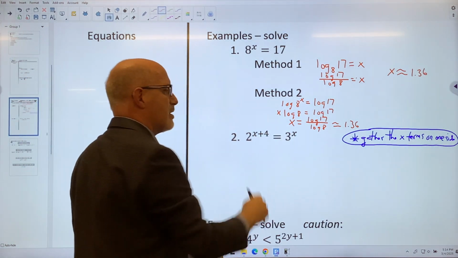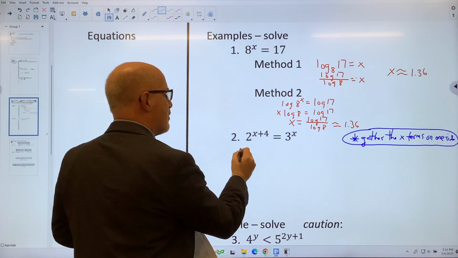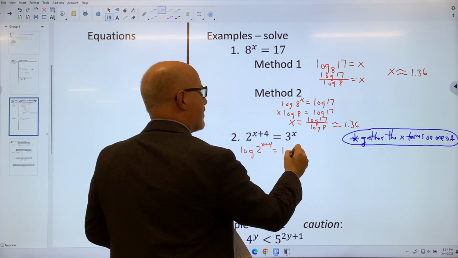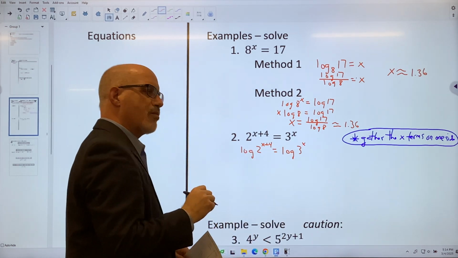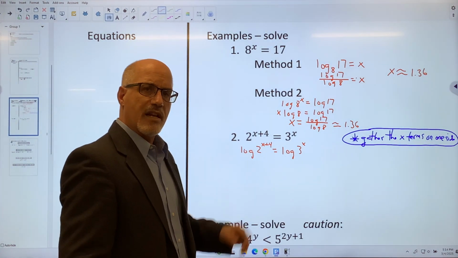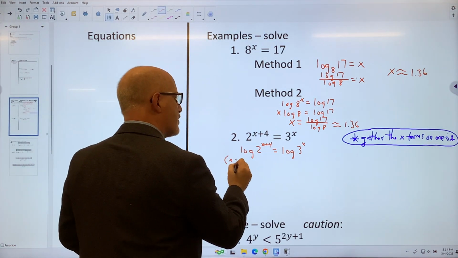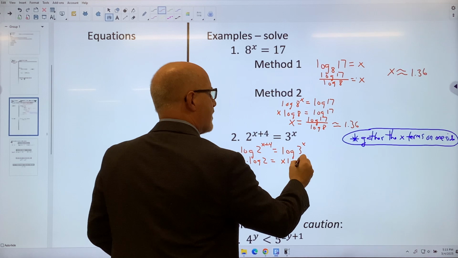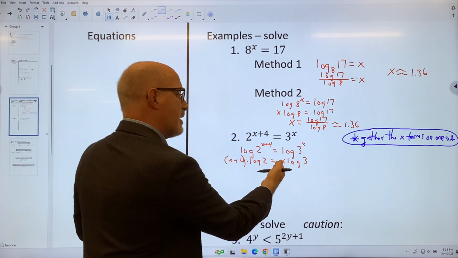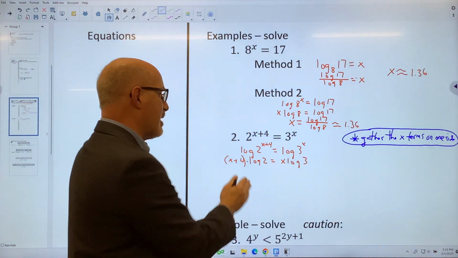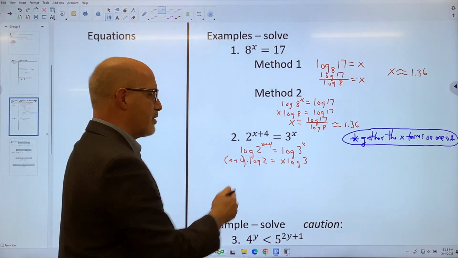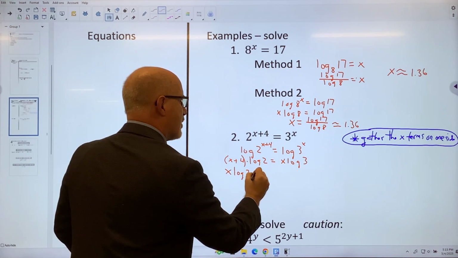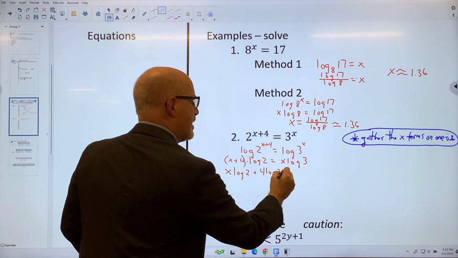Because we've got exponents that include variables, we're going to take the log of both sides. So log of 2 to the x plus 4 equals log of 3 to the x. Now we're going to use our rule that says if you've got exponents inside a log, you can bring them in front. So x plus 4 times log of 2 is going to equal x times log of 3. Now this term has an x in it, so I'm set with that one. But here I'm going to distribute the log of 2 through both of these terms. So I'm going to have x times log of 2 plus 4 times log of 2 is equal to x times log of 3.